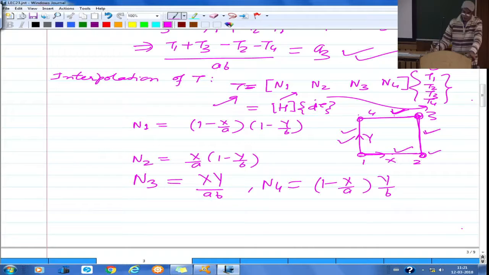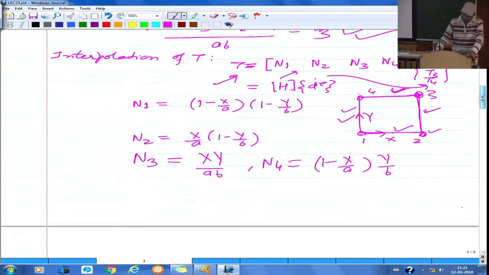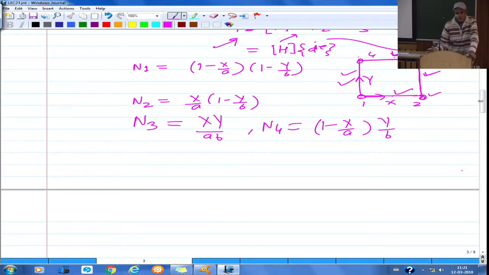Except that now the integration would be a little more involved, because you will find that the derivative of, say, n1 with respect to x is not going to be constant, but would be linear in y, and similarly the derivative of n1 with respect to y would be linear in x. So you no longer have a B matrix which is constant, but it is a function of x and y, and that has to be taken care of in the integration. Except for that, the rest of the things are the same.